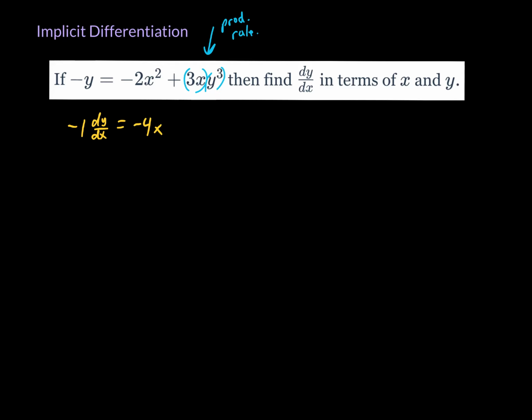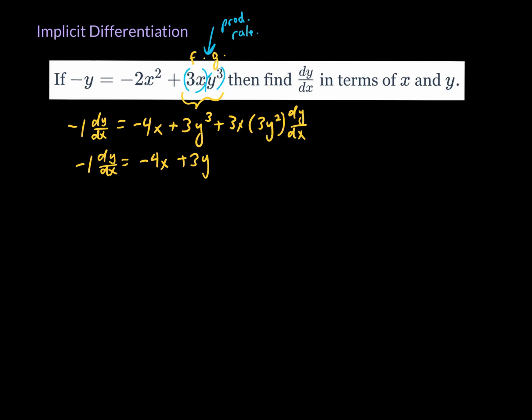Negative 4x. Now for this one, we have to use the product rule. This is going to be my f function, and this is going to be my g function. So the derivative of f is 3, leave the second, plus I'm going to leave the 3x, and I take the derivative of the next term, which is 3y squared. We just took the derivative of a y term. We need dy/dx. All right, so let's just clean this up a little bit. I have a -1 dy/dx. And there's not much more we can do here except, what does this thing come out to be? This is just going to be a 9xy squared dy/dx.